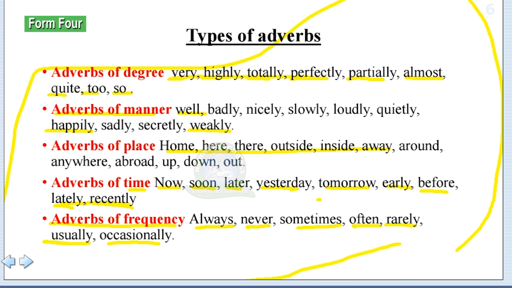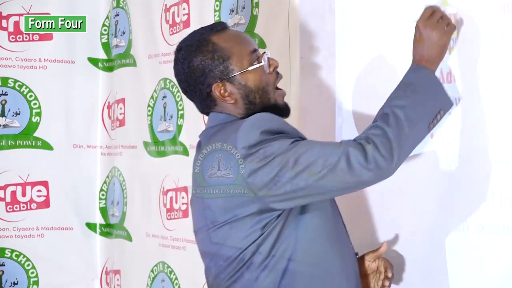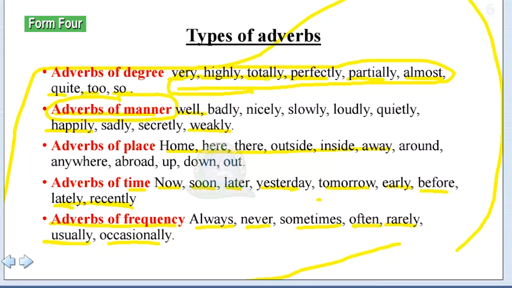Types of adverbs. These are the adverbs of degree. So how are we going to use them? We're going to choose them to emphasize or to intensify an adjective or other adverbs. I'm so happy. Adverb of manner tells us how the verb was done, not where or when. Well, badly. Adverb of place tells us where the verb was done. Where, not when and how, but where. Adverb of time tells us when the verb was done, yesterday.